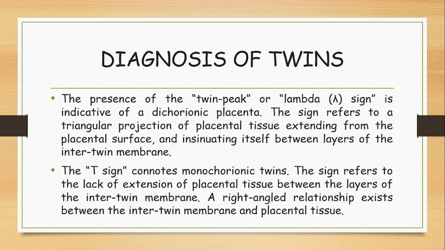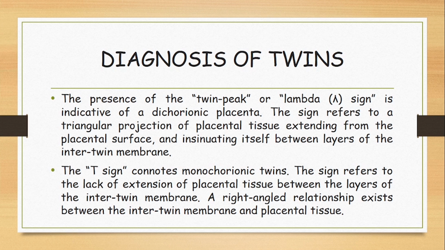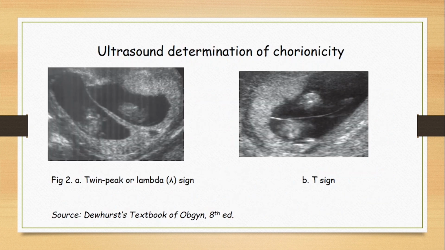Chorionicity is determined on ultrasound, ideally between 11 and 14 weeks. And with ultrasound, how do you recognize chorionicity? There is what is called a twin peak or lambda sign. You can see this, this is the lambda sign. It looks like an inverted Y. You can see from here down. So when you see this appearance, it's more of a dichorionic diamniotic twin.